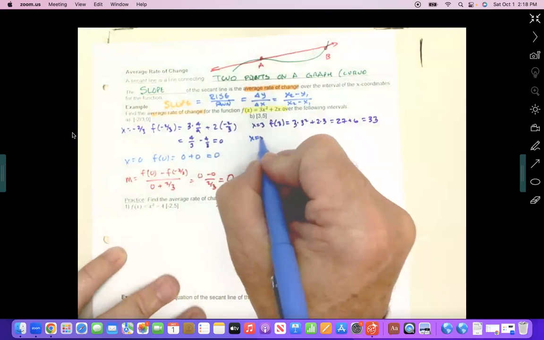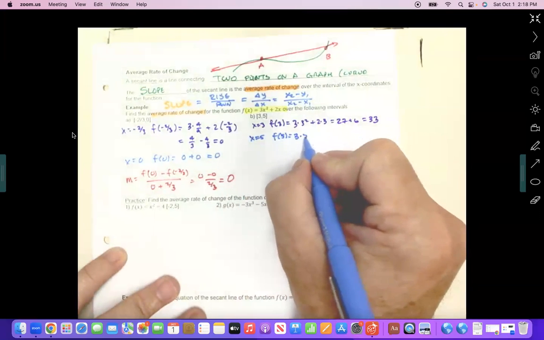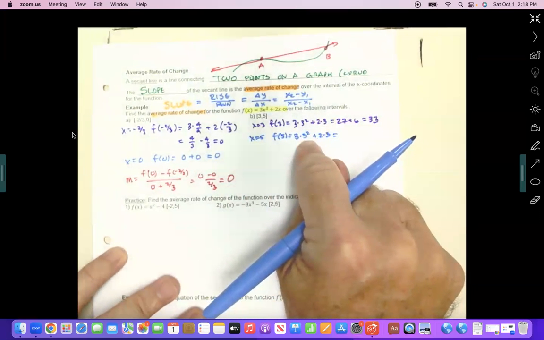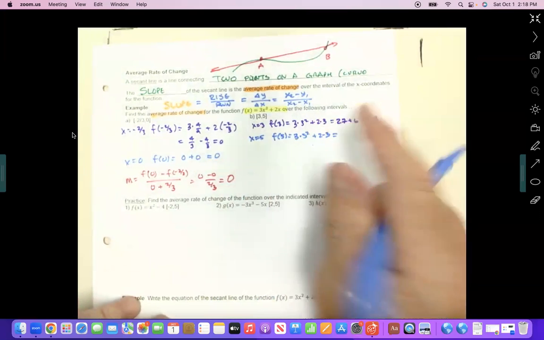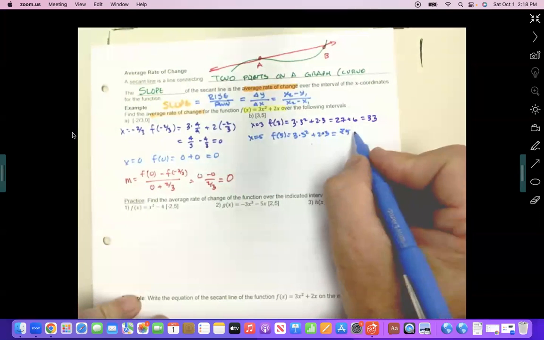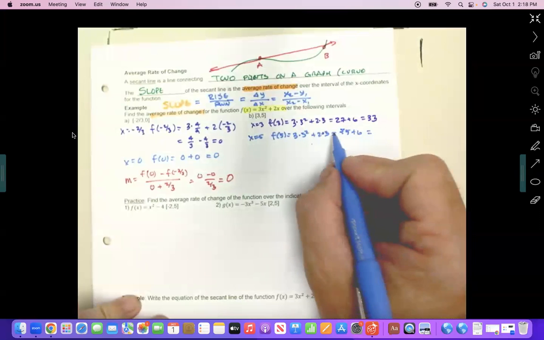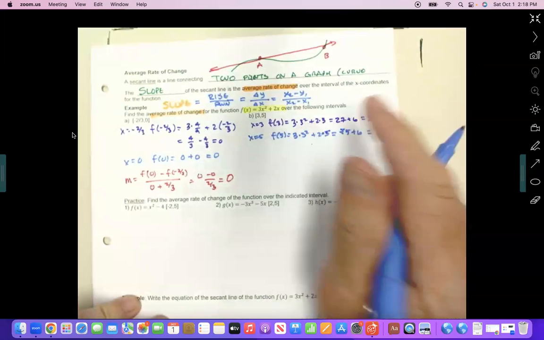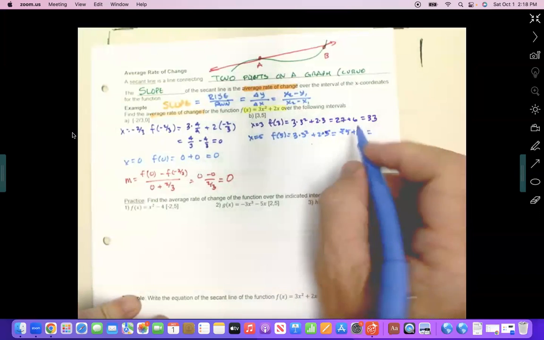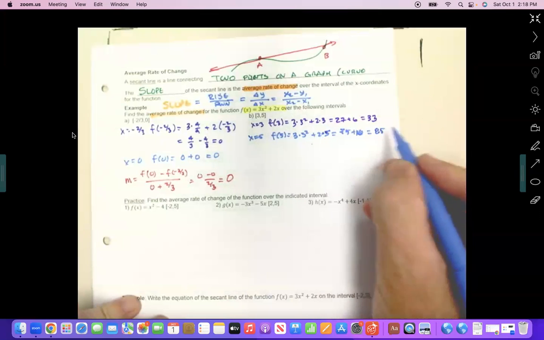If we substitute in x equals 5 and find f of 5, this will be 3 times 5 squared plus 2 times 5. 5 squared is 25, and 3 times 25 is 75. And then, of course, 2 times 5 is 10. 75 plus 10 gives us 85.